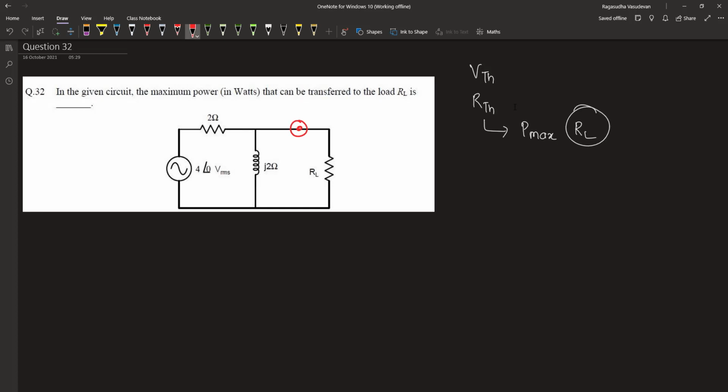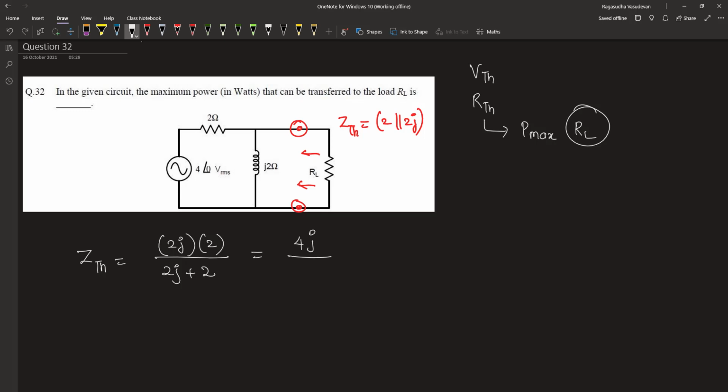Thevenin equivalent resistance will be the resistance seen by the load from these two terminals. Therefore, open circuiting this load, we get that the Thevenin equivalent impedance ZTh is equal to 2 ohm in parallel with 2j ohm. The Thevenin equivalent impedance is equal to 2j into 2 divided by 2j plus 2, which is equal to 4j divided by 2 plus 2j.